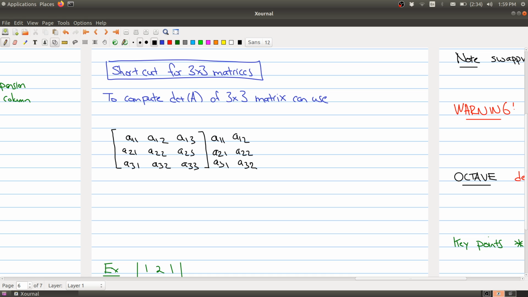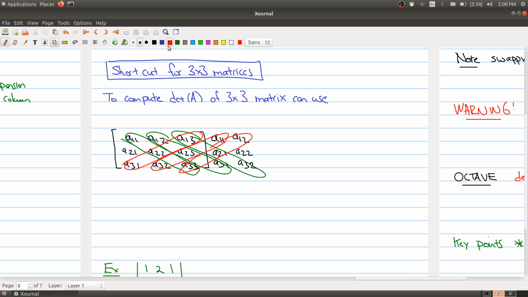Okay, and now I want to think of some various diagonals. So I have a diagonal right here, and I have a diagonal right here, and I have a diagonal right here. So I have three down diagonals, and then I have three up diagonals.